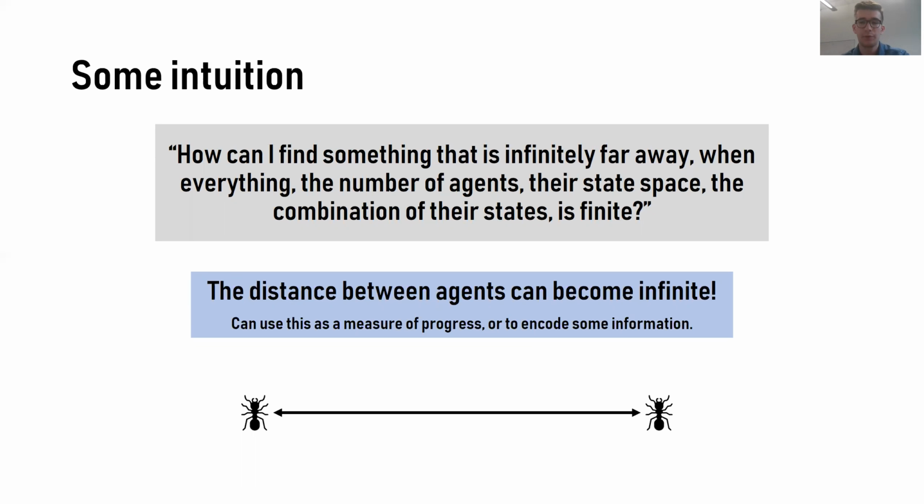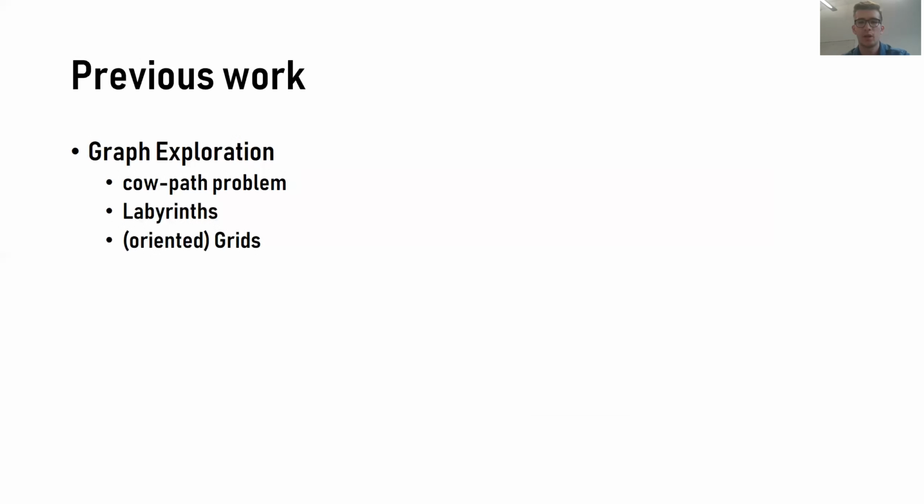And one way to think of this is as a kind of measure of progress, or we will see that we can much more explicitly use this distance to encode certain information and use this to guide our exploration.